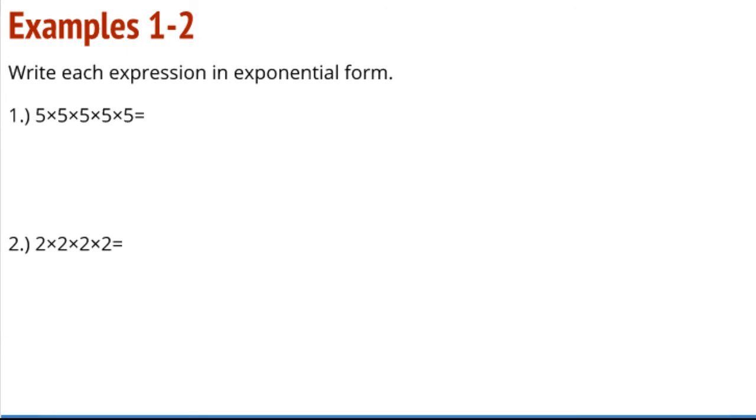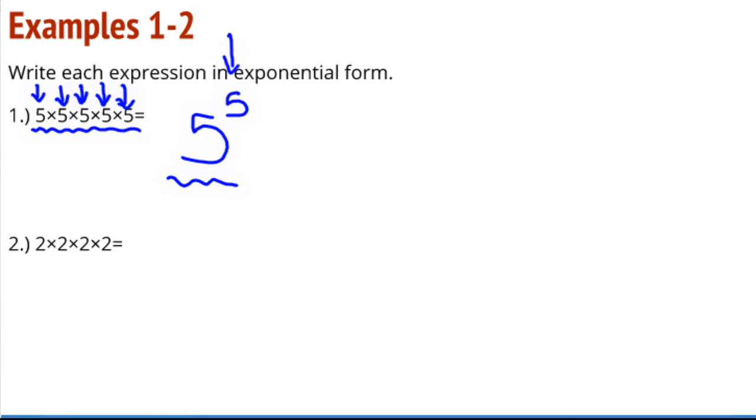So a couple of examples here. Write each expression in exponential form. Pause for a moment. Think about how you do that. All right, 5 is the number that I am multiplying, and I am multiplying it 1, 2, 3, 4, 5 times. Now in some ways this is a really bad example because you can't really see the difference between the base and the exponent. Remember, the base is the number I'm multiplying, and the exponent is how many times to multiply.